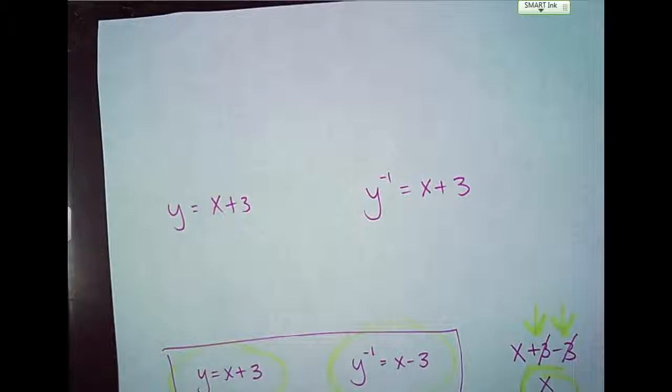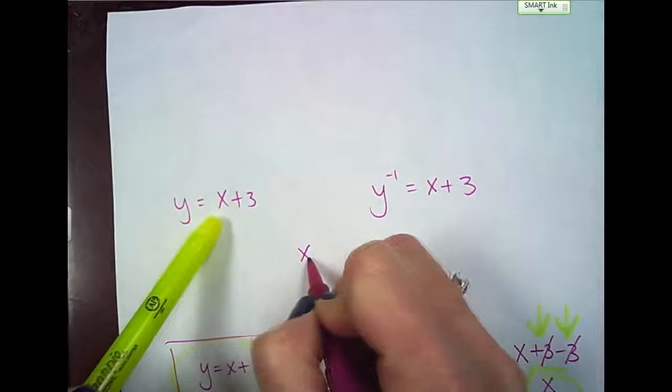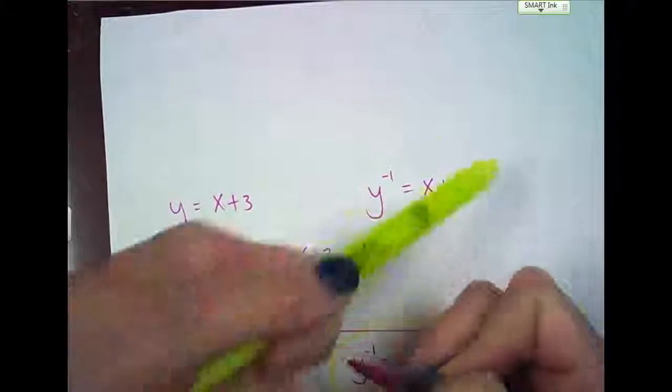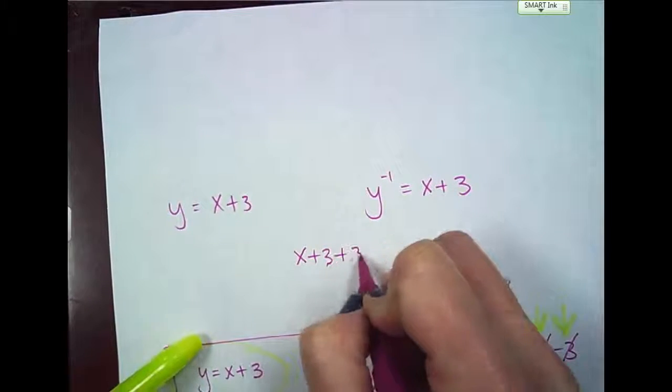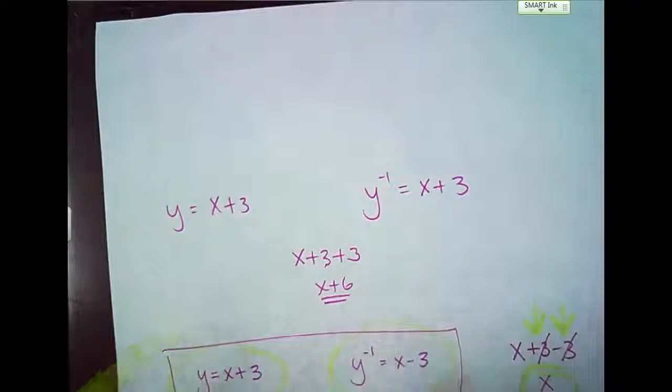Then an inverse is undoing what just happened, correct? So let's check. Well, I started with x, I added 3, and then to do something else, I add 3 again, and I get x plus 6. Does that get me back to where I started? Do you see the difference?